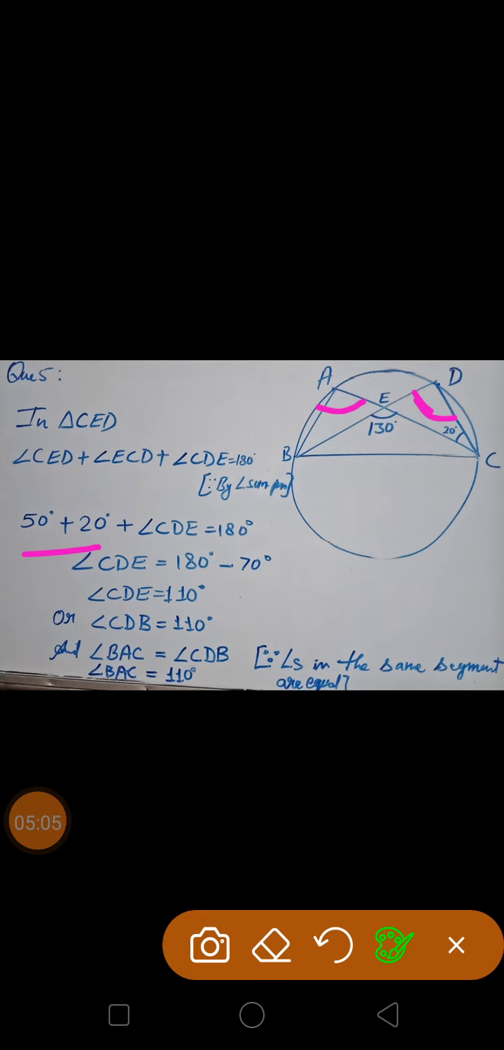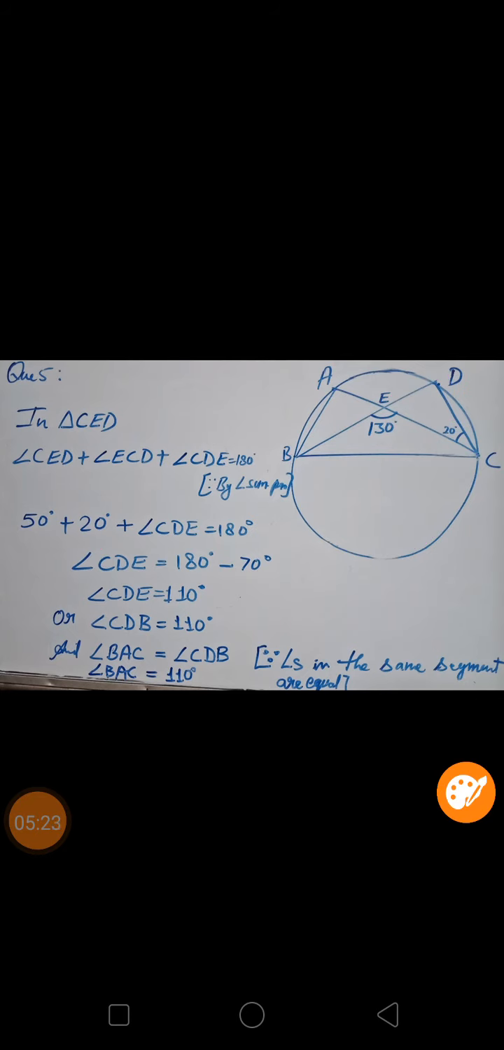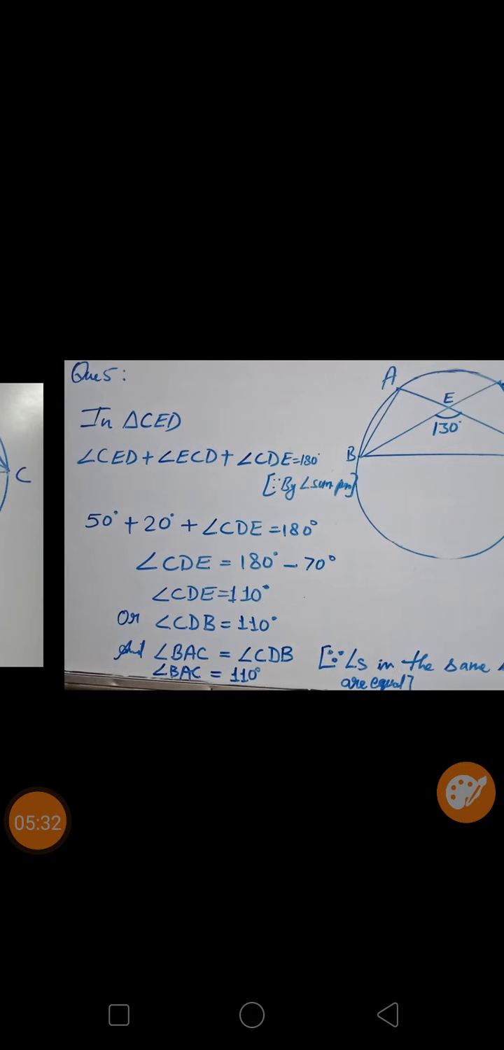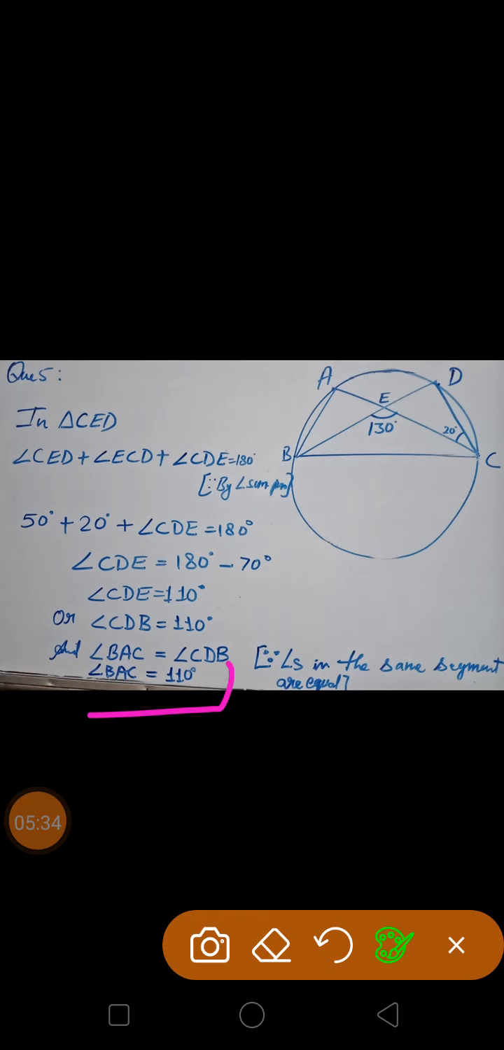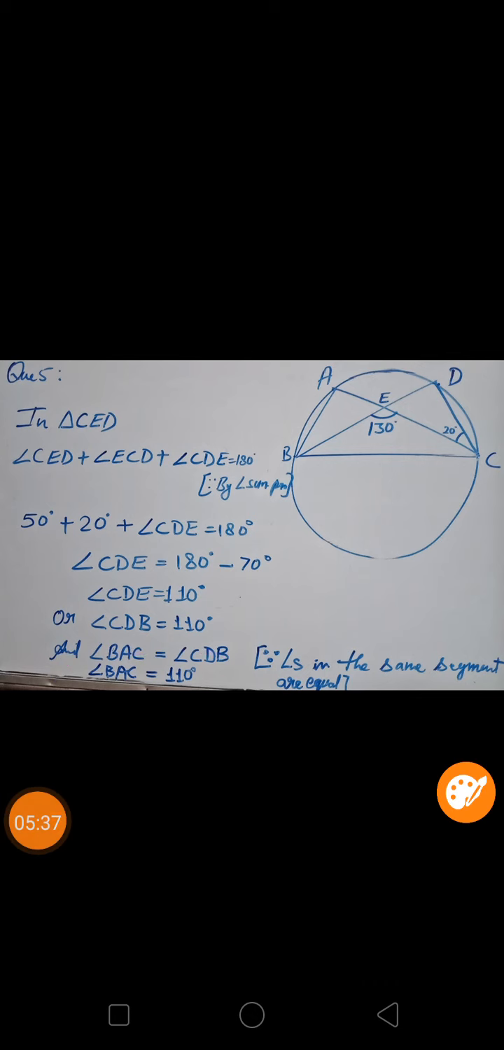How are these equal? Because these are both in the same segment. Which segment? BC. This is the segment BC. So these both angles are on the same segment, this one and this one. We can say that these are equal by this theorem: angles in the same segment are equal. So angle BAC is equal to 110 degrees. This is our required answer.